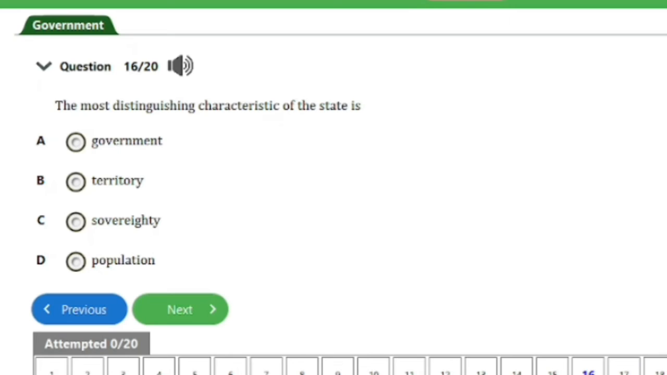And over here is question number 16. It says, the most distinguishing characteristic of the state is A, government. B, territory. C, sovereignty. And D, population. So guys, the answer to this question is option C here, that's sovereignty. So that's it for this question. Let's continue with the next question, guys.